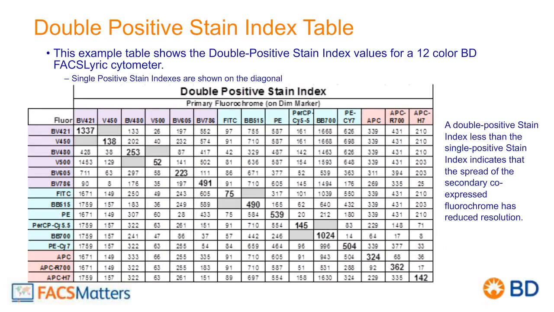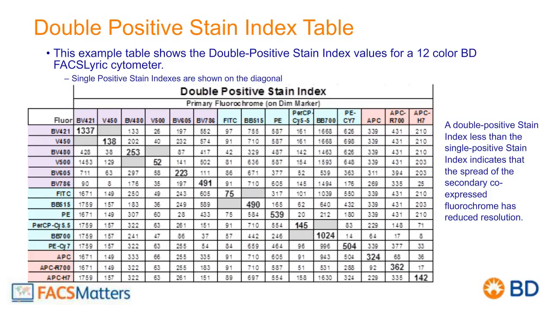And from this, we get what we call a double positive stain index table, which is shown here. Online, we will be providing examples of this for a Lyric. But what you can see is on the diagonal, we are showing the single positive stain index for each color. So for example, BV421 has a single positive stain index of about 1,300 on this instrument. V500 has a single positive stain index of 52.